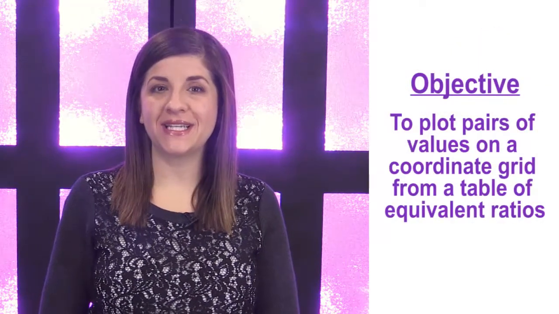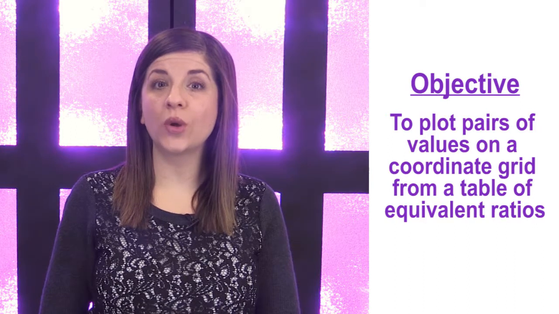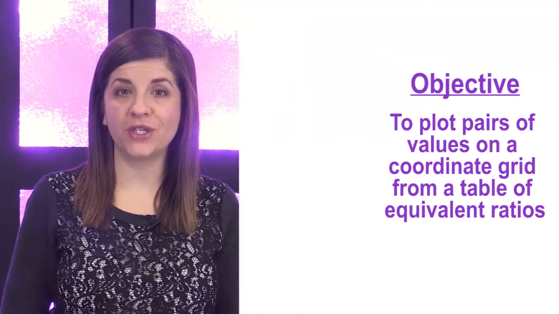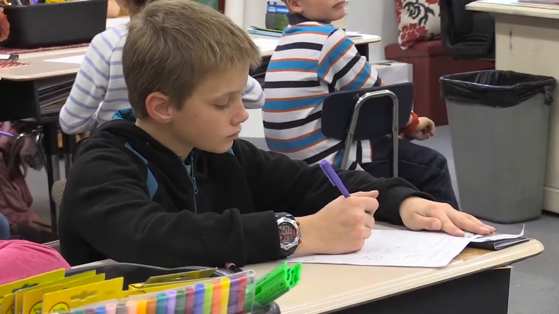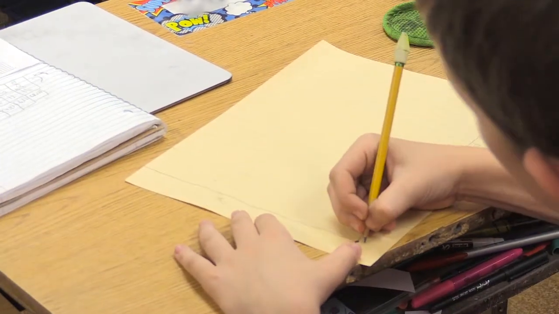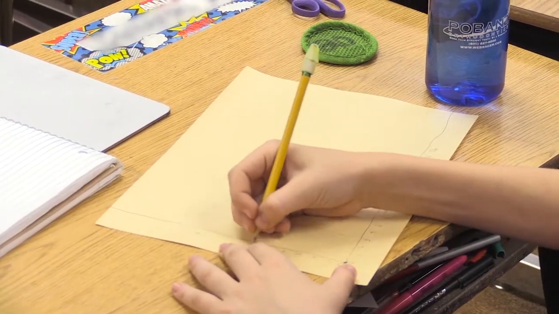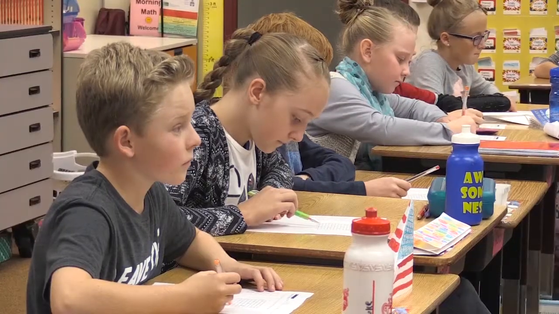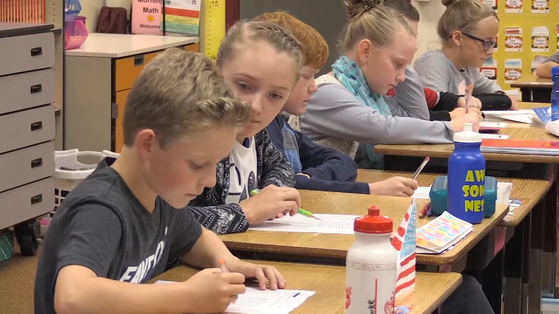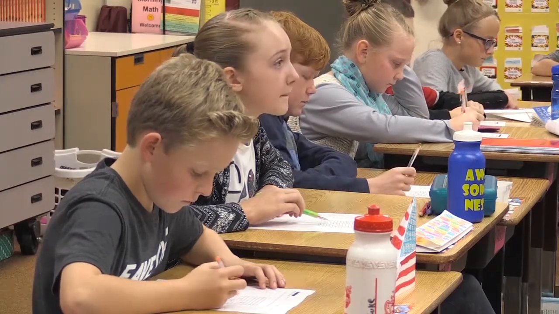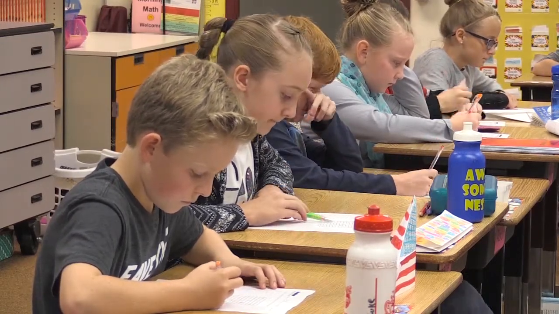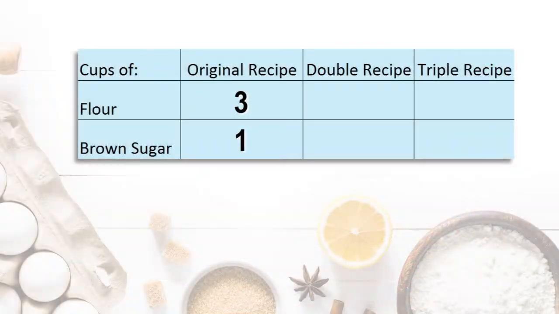The objective of this lesson is to plot pairs of values on a coordinate grid from a table of equivalent ratios. In previous grades, students have had experience with plotting ordered pairs generated from two patterns in the first quadrant. Students will work on recognizing that the increasing values from the table can be seen on the graph as coordinated horizontal and vertical increases along the line. Let's examine the first table.